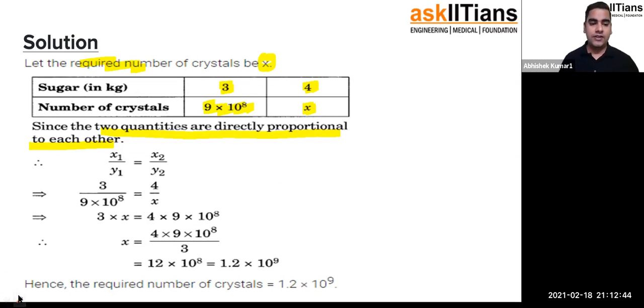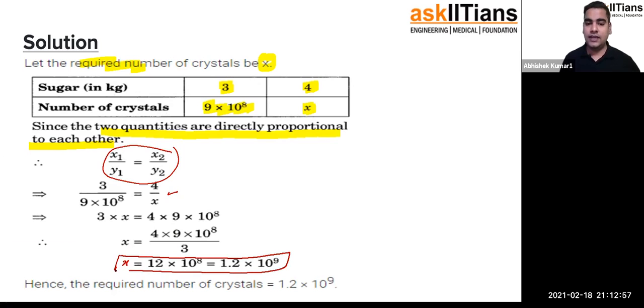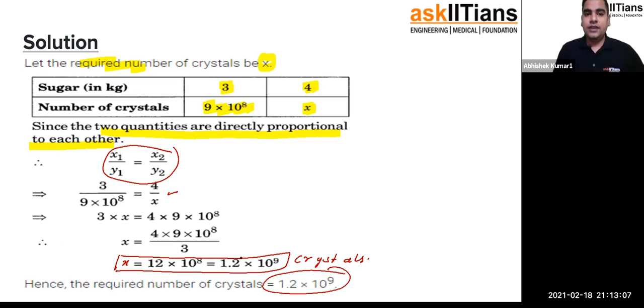Because they are directly proportional, we know the formula, that is X1 over Y1 is equal to X2 over Y2. They substituted the values, solved it, and thereafter they got X is equal to 12 into 10 raised to the power 8 or 1.2 into 10 raised to the power 9 crystals, which is the same as what we got earlier. Okay. So it's only about extracting what is given. And if you are able to do that, the problem is not tough.